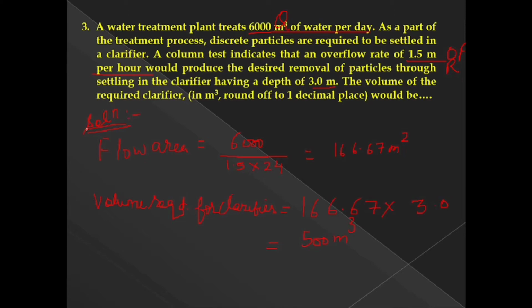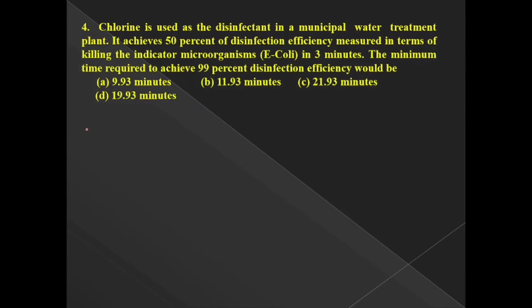Now our question number 4 is: chlorine is used as a disinfectant in municipal water treatment plant. It achieves 50% disinfection efficiency, measured in terms of killing the indicator microorganism E. coli, that is Escherichia coli, in 3 minutes. Time is given as 3 minutes. So we have to calculate the minimum time required to achieve 99% disinfection efficiency.